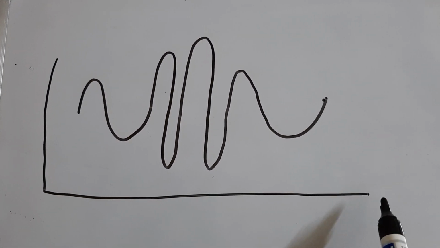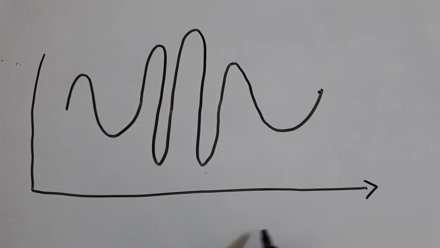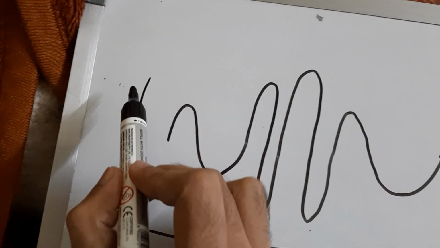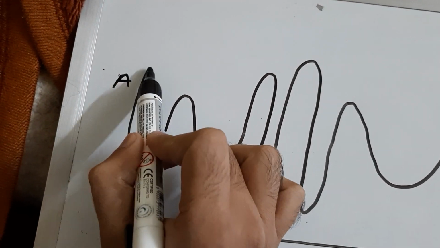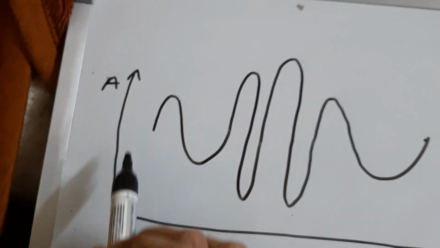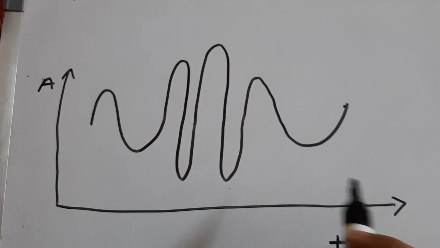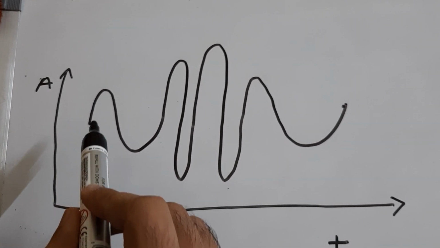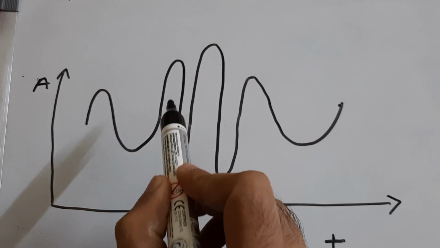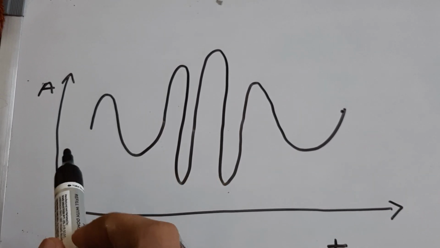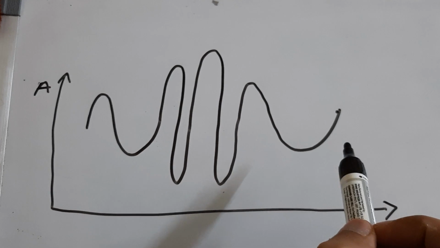Okay, so it's time varying in nature, and this is its amplitude. So as the time is progressing, the value of the signal is also progressing forward. Amplitude is changing.